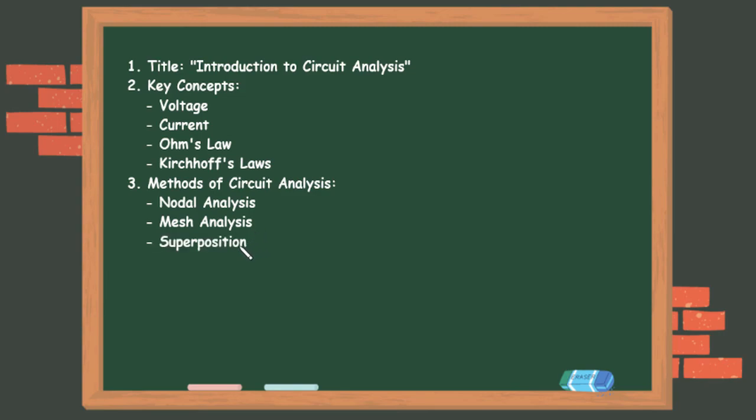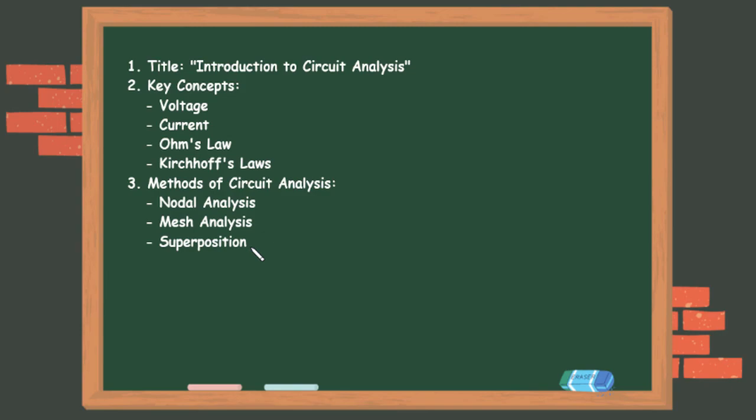3. Superposition. The superposition method allows us to analyze complex circuits by considering the contribution of individual sources one at a time. This simplifies the analysis and helps us understand the circuit's response.